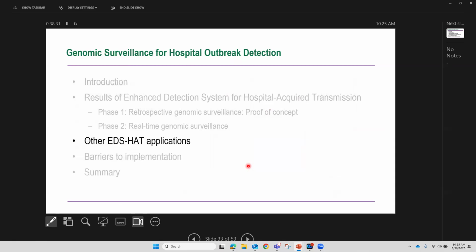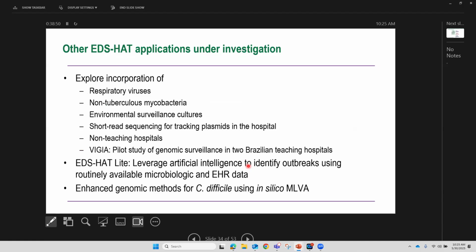Okay, so what about other EDSAT applications? I became fairly convinced this was the way to go, just based on the improvements in patient safety. But what else could we be doing in terms of expanding this approach? So number one, we have explored the incorporation of respiratory viruses.